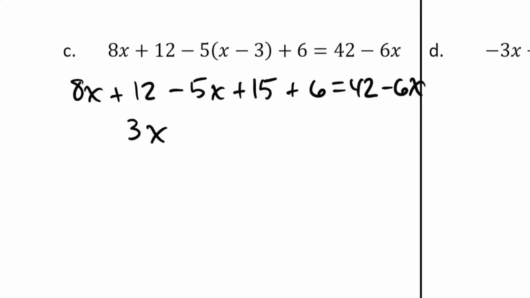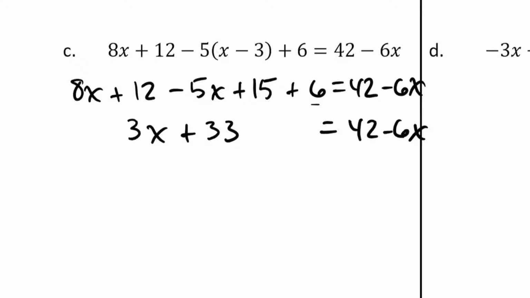27. That doesn't feel right. It is 27, and then there's a 6, 27, 28, 29, 30, 31, 32. Okay, so I'll just do 12 plus 15 is 27, and 27 plus 6 is 33. And on the other side, way over here, I've got that equals 42 minus 6 times x.